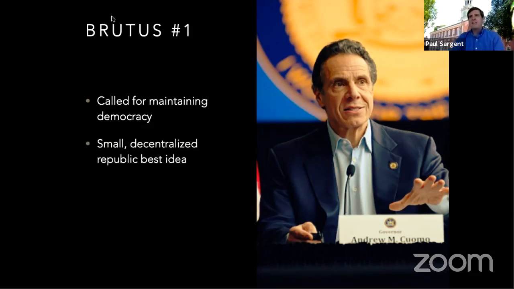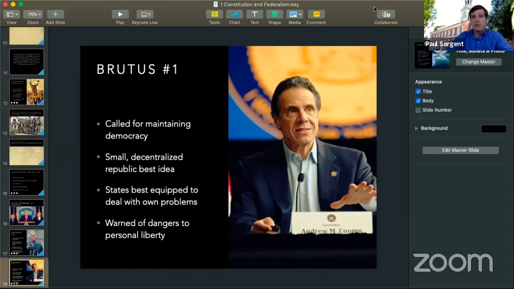The papers were written with pen names. All of the Federalist papers were titled Publius, and all of the Anti-Federalist papers were titled Brutus. Brutus Number 1 argued against this strong central government because democracy is kind of the main thing here. Having a larger central government is going to take away from democracy because it's going to dilute the opinions of the people. He said that if you go back and look at history, and especially at the writings of someone like Montesquieu, small decentralized republics are the best idea because they're more responsive to the needs of the people they're trying to serve. Think, for example, of again, what's going on today.